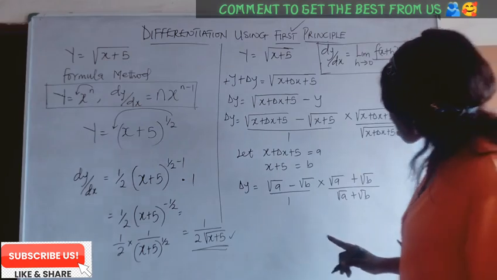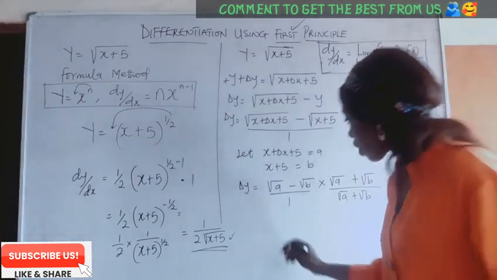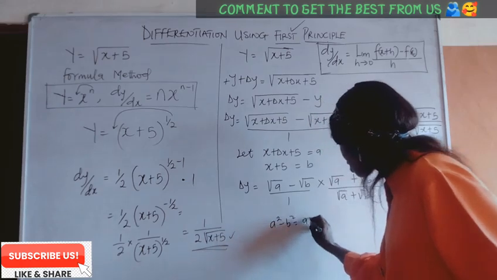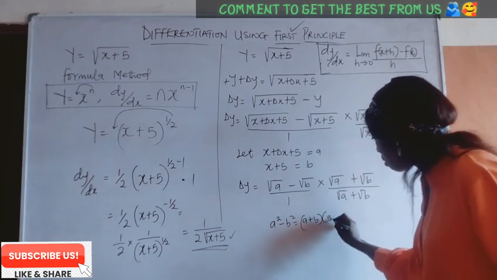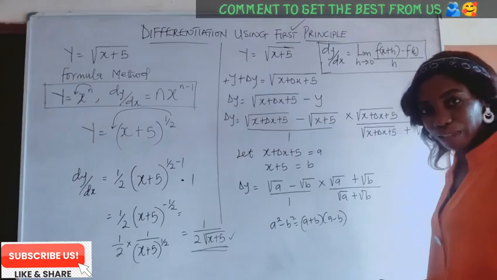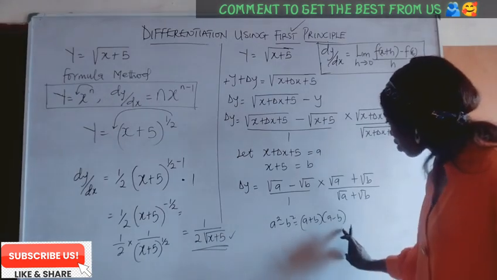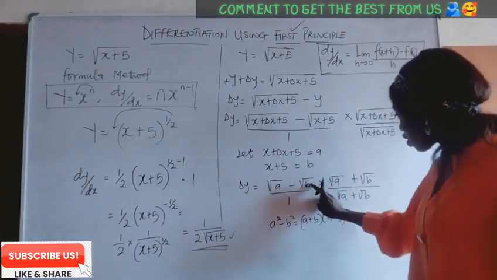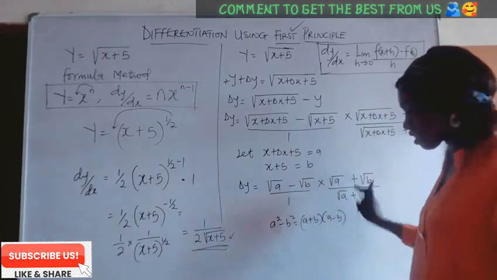But remember that in your difference of two squares, if I have a squared minus b squared, it means a plus b and a minus b. I hope that is clear. So if you look at this, you notice this is root a, this is root a, this is root b, this is root b. The difference is in the signs.